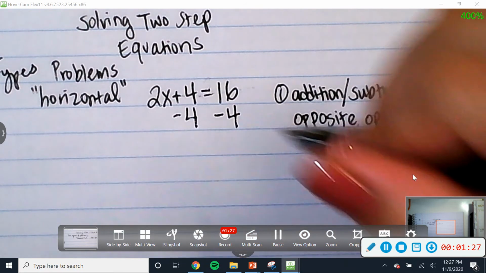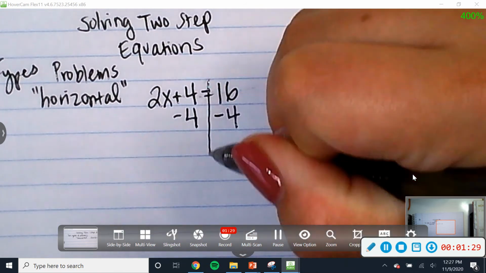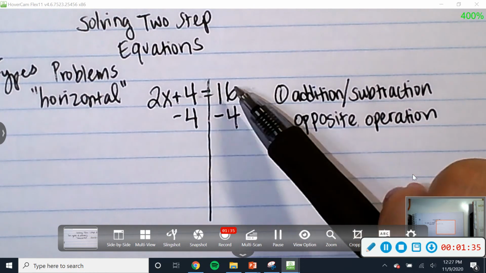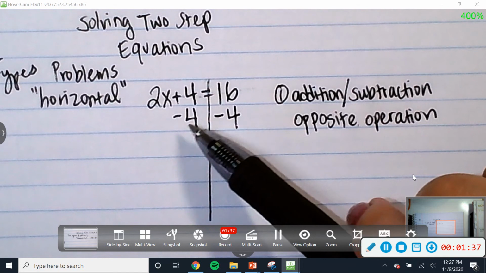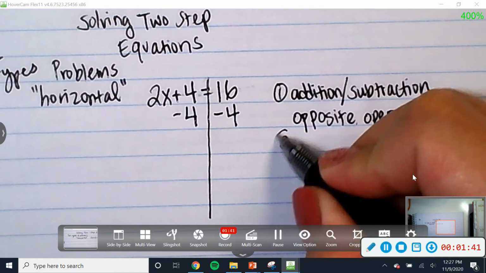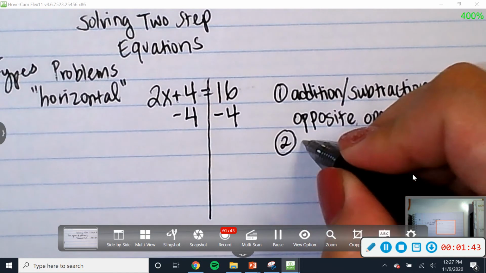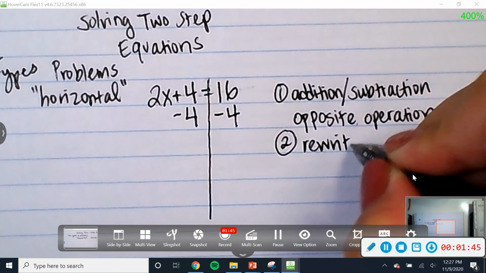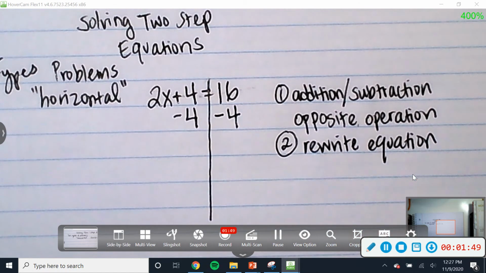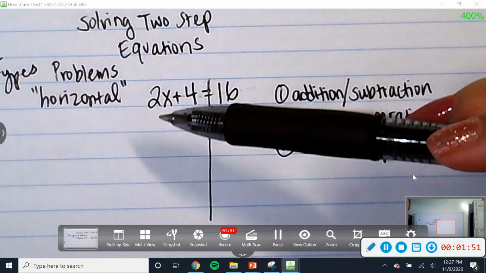If it helps, you can draw a line to separate the two sides of your equation. So I have the left side here, and then I have the right side, and I need to make sure that I write a minus 4 on both of these. Once you have written that on your paper, you need to rewrite your equation. To rewrite the equation, we need to solve both sides. So I'm going to solve the left side first.